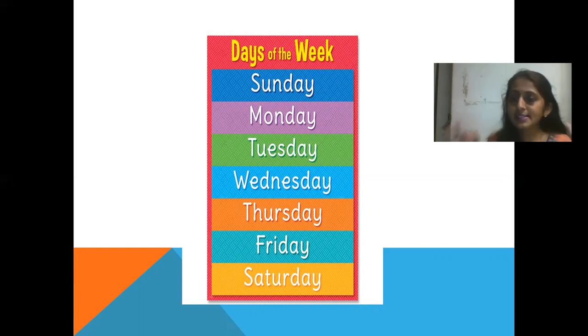Every week has 7 days, starting from Sunday, Monday and Tuesday. Did you brush your teeth today? Wednesday and Thursday. Did you wash your face today? Friday and Saturday. Eat your meals every day. Then we come back to Sunday and then we go day by day. Sunday, Monday, Tuesday, Wednesday and Thursday, Friday and Saturday, and we come back to Sunday.